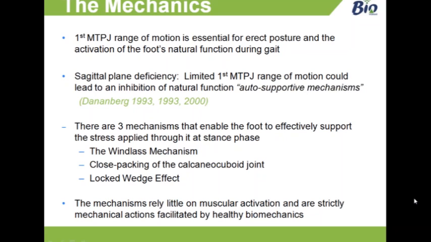It pretty much all centres around the function of the first MPJ, and he says that the good function of this joint is essential for the foot's natural functioning gait. Basically, if you have range of motion or sagittal insufficiency, then the whole foot doesn't quite function as it should, and this then affects what he calls auto-supportive mechanisms. These three mechanisms are, and I've listed them, the windlass, close packing of the calcaneal cuboid, and the locked wedge effect.